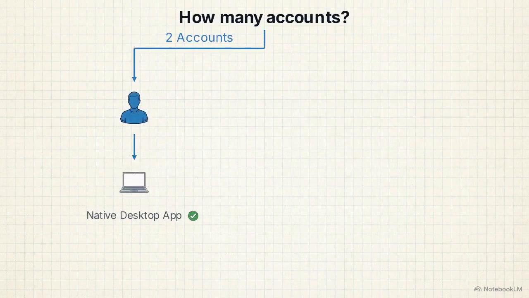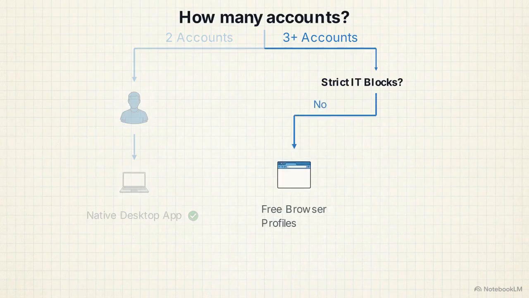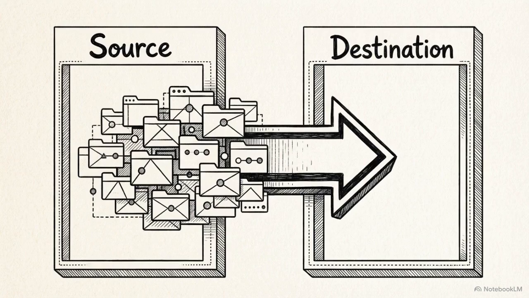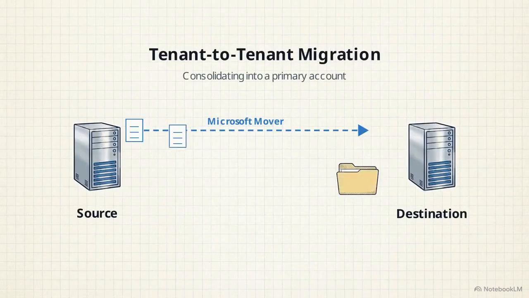This decision tree maps the optimal paths. Everyday users with 2 accounts should stick to the native desktop app. Freelancers with 3 or more accounts should set up free browser profiles. Enterprise contractors facing strict IT blocks must route their workflow through cloud browser sessions. If your goal is to permanently consolidate rather than juggle active logins, you should look into tenant-to-tenant migration tools like Microsoft Mover to merge your data.